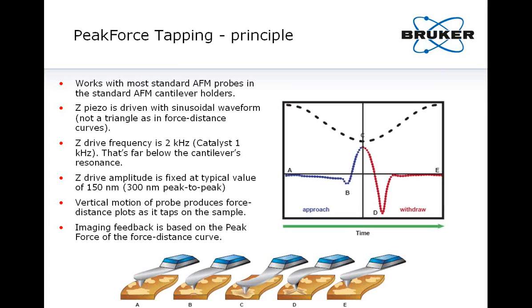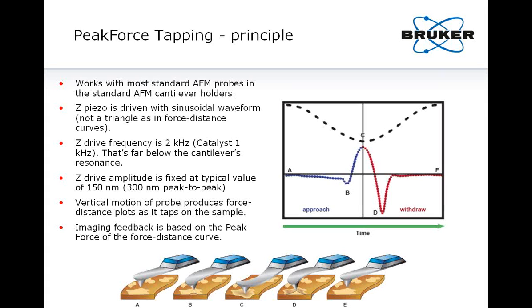So it works with most standard cantilevers, not like in harmonics, which is a kind of ancestor technique where you had to use specific cantilevers having a hammerhead shape and a tip offset, because in that case you had to correlate the torsional motion with the vertical motion of the cantilever. This is no more required. In theory, you should be able to use any type of cantilever, of tip. By default, the drive amplitude is about 300 nanometers, peak to peak. The imaging feedback is based on the maximum peak force of the force distance curves.